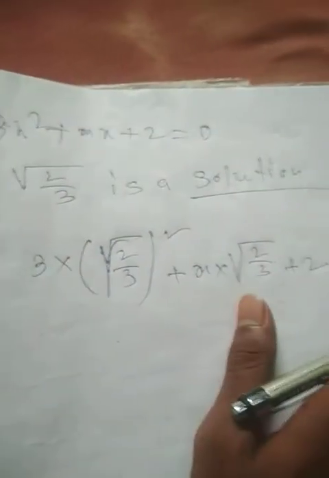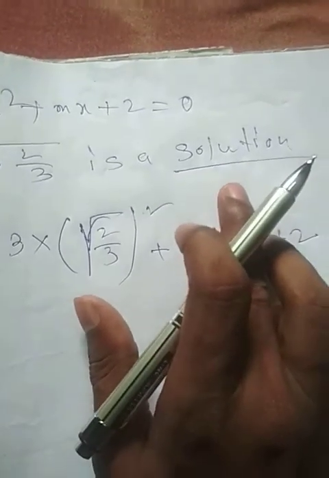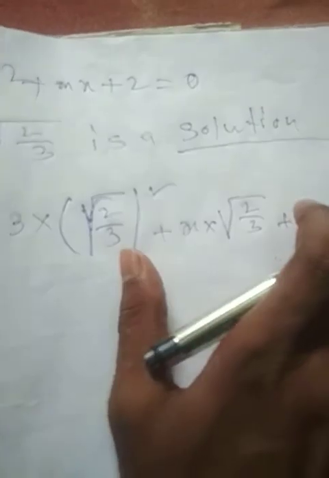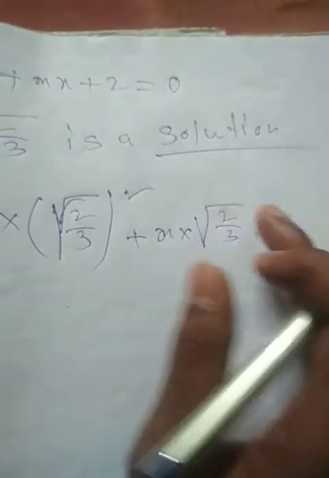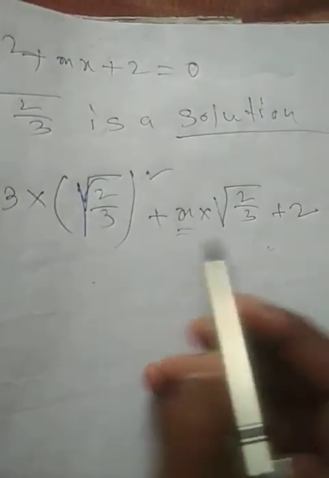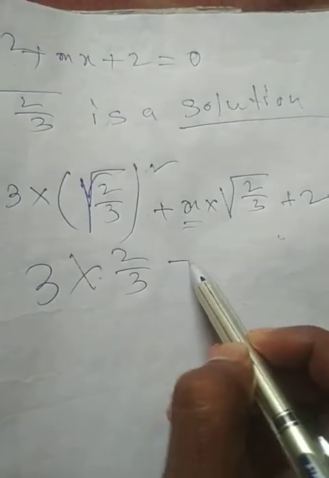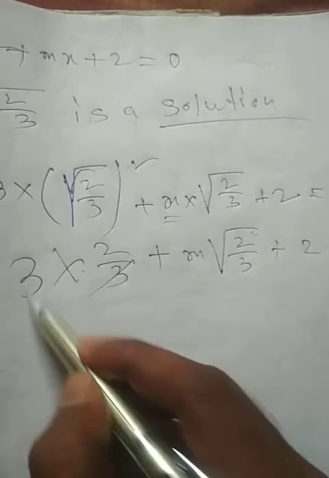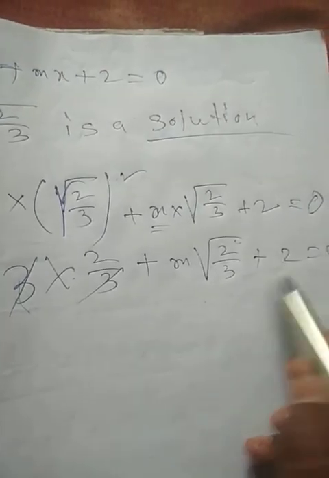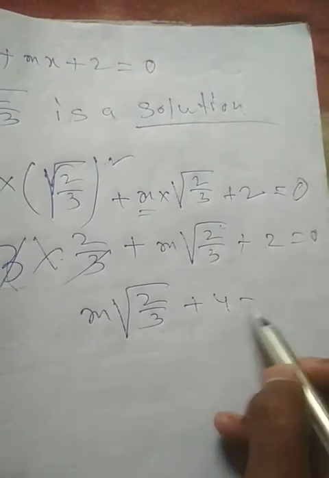As it is already said that root over 2 by 3 is a solution, it is not said to check whether it is a solution. It is announced that it is a solution. That means here I can say if I put the value of x equal to root over 2 by 3, I can say LHS equal to RHS. Now I have to find out the value of m. Root over 2 by 3 square, that means 2 by 3, into 3, plus m root over 2 by 3 plus 2 equal to 0. 3 cancel. Here only 2 is left, here 2, 4. So m root over 2 by 3 plus 4 equal to 0.